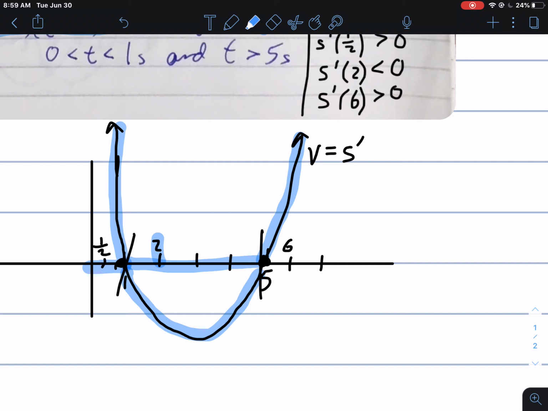Whatever the sign of your velocity function is at t equals 2, it's going to be the same as the sign of the velocity for any value in this interval, right? If I plug in 3 or 4. And that's all I care about.